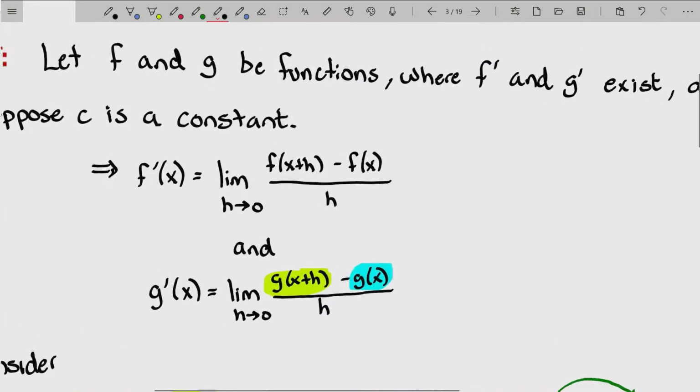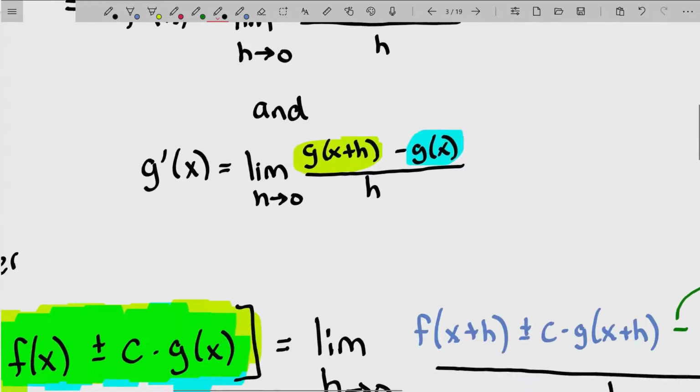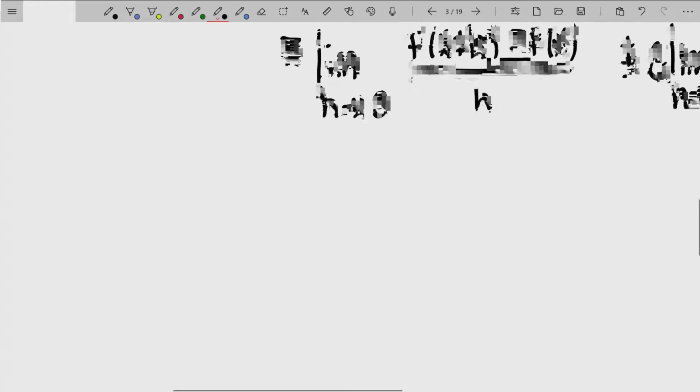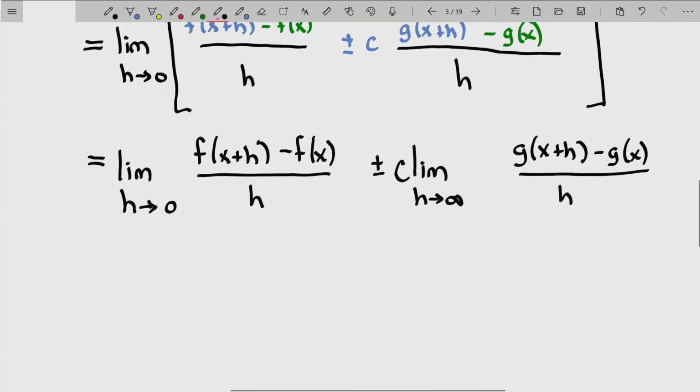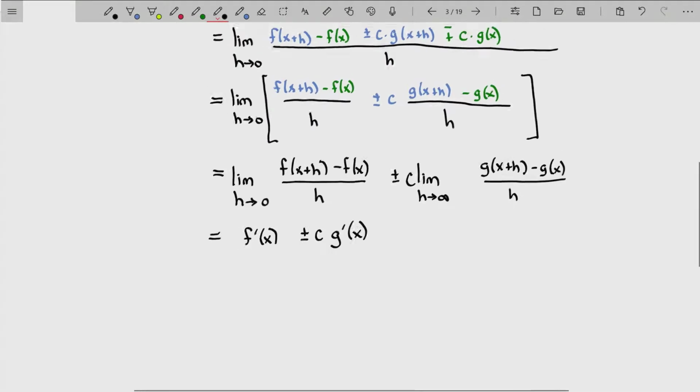And this limit right here is f prime, the limit as h goes to 0 of f of x plus h minus f of x over h. And the other limit is g prime. Therefore, scrolling down ever so gently so my screen doesn't get screwy, we see that this is f prime of x plus or minus c times g prime of x. What have we just shown?